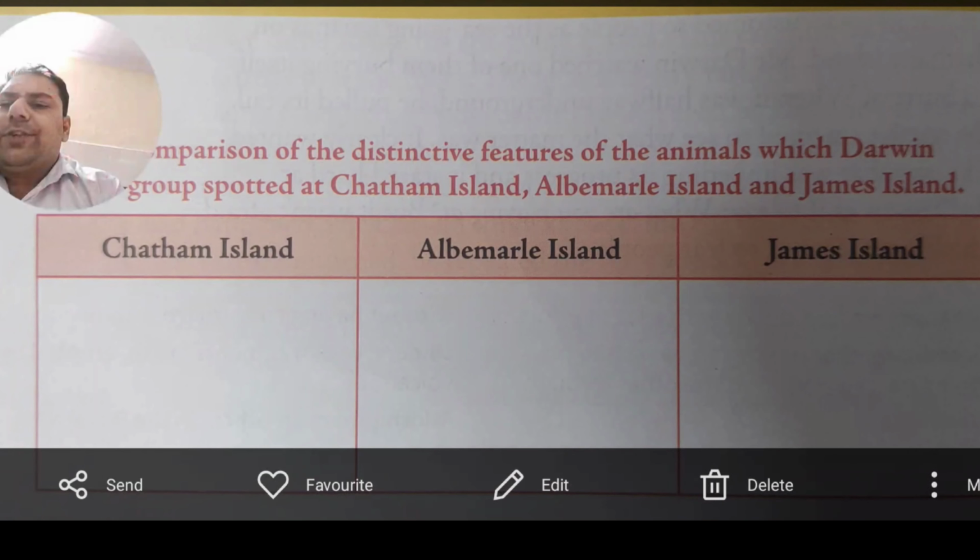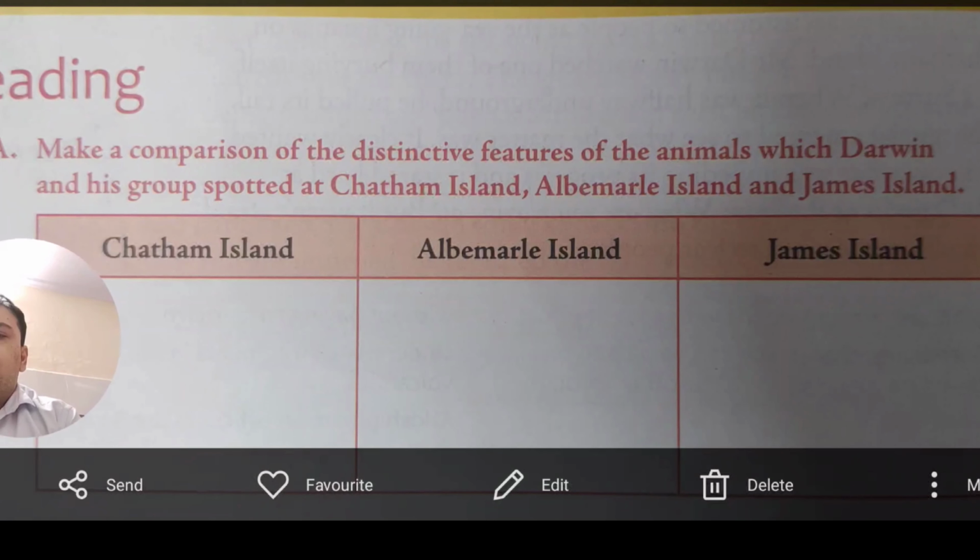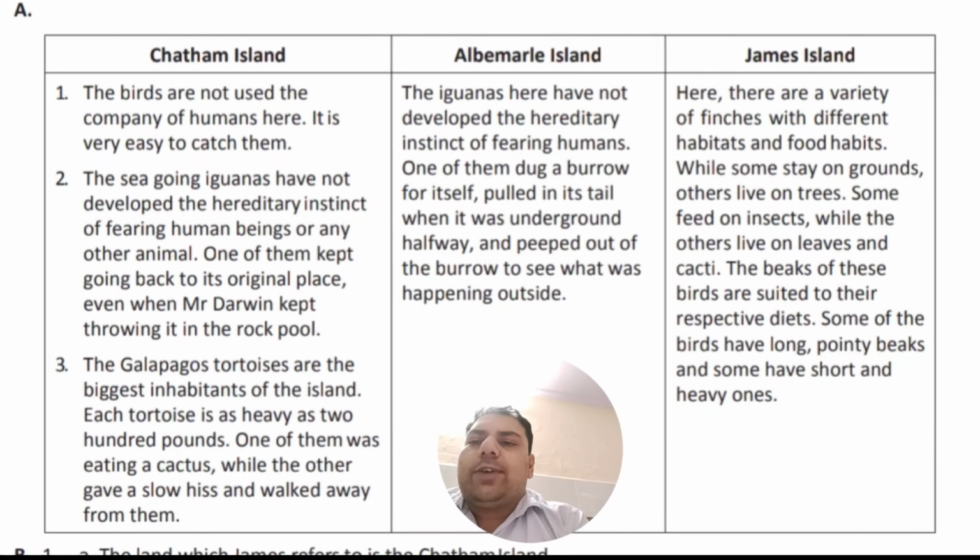So the first question is: make a comparison of the distinctive features of the animals which Darwin and his group spotted at Chatham Island, Albemarle Island and James Island. So for the answer to the first question, we have to compare the features of the animals which Darwin observed and his group spotted at Chatham Island first.